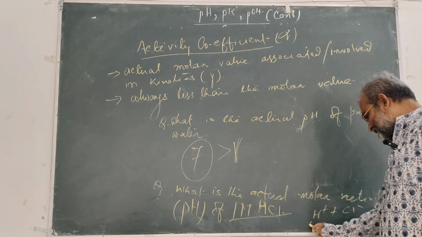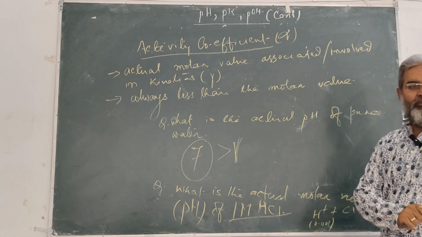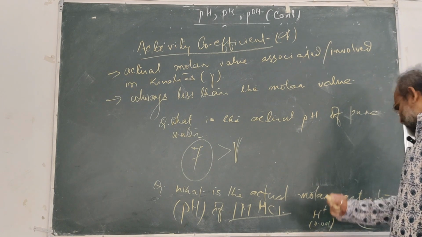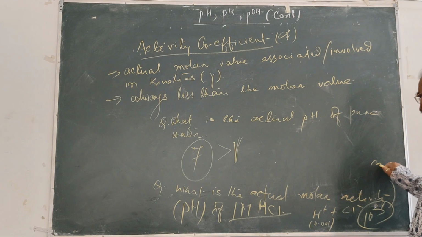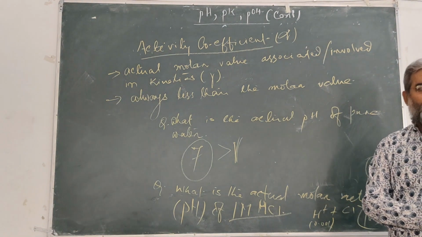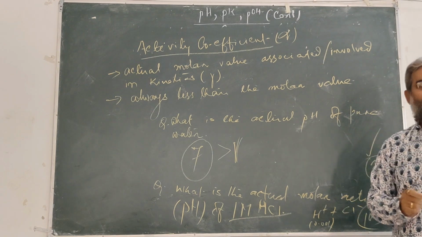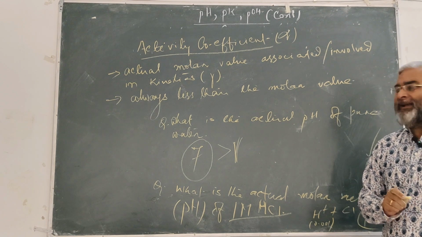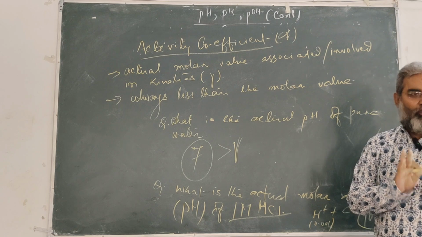H plus is released 0.001, that is 10 minus 3, and if you calculate the log value then it becomes 3, then it is the actual molar value. That means, it is the molar value.